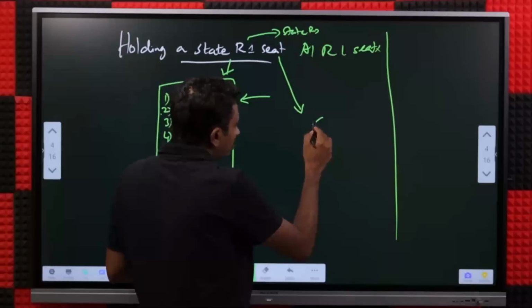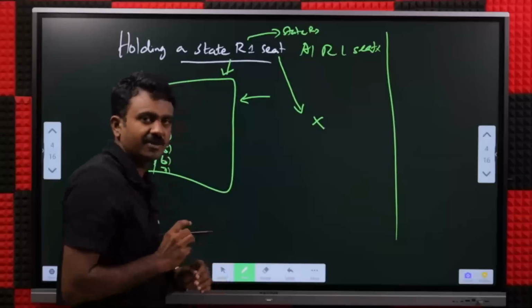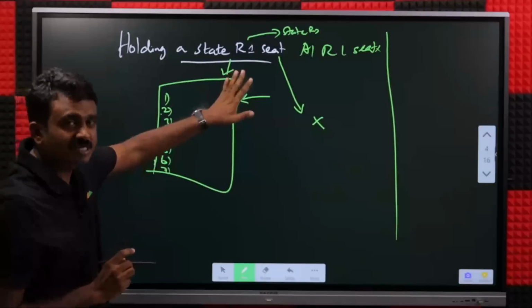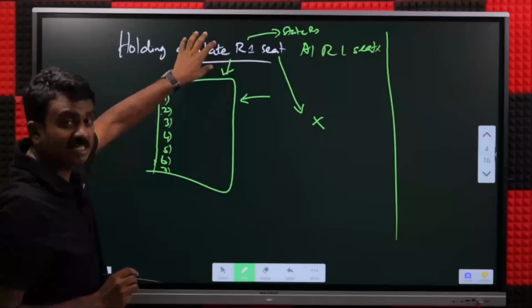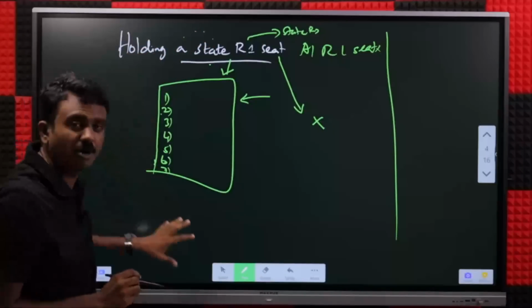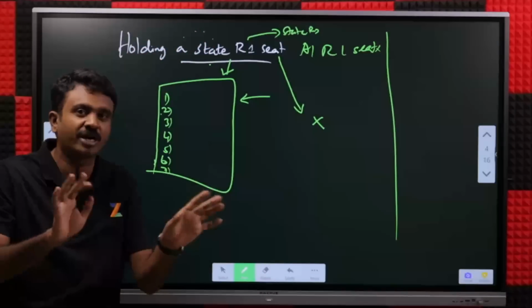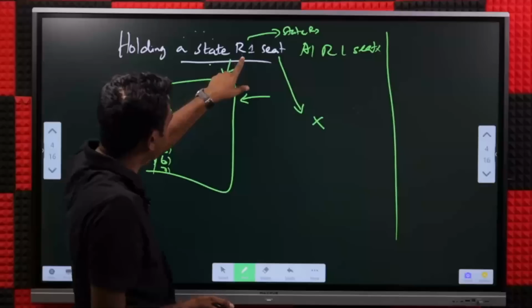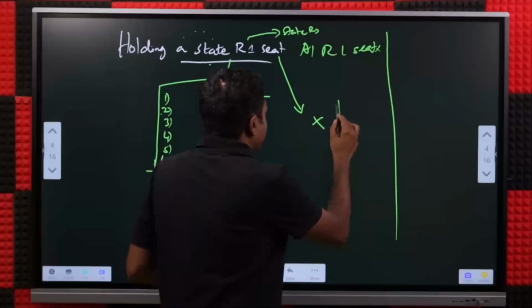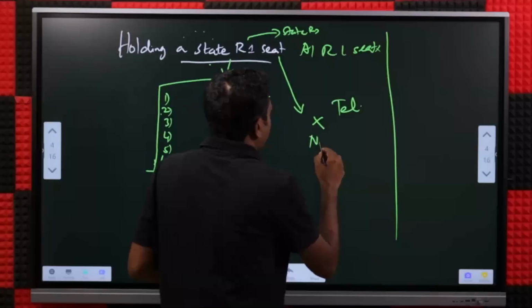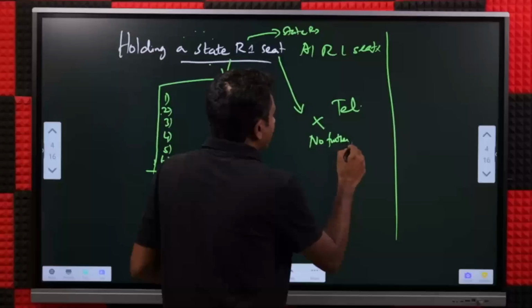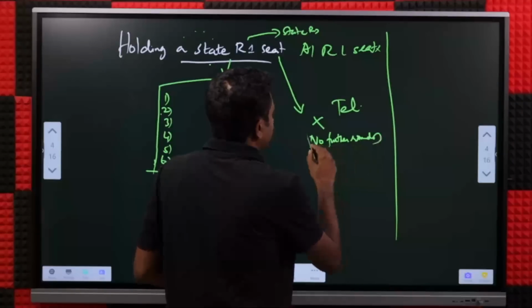where if you resign your state R1 seat, let us say you resign your state R1 seat. What did we say earlier? State R1 seat resignation will be possible for joining All India Round 2. There is no confusion in that. But if you resign your state R1 seat, Telangana, no further rounds you can participate. Correct? There is a clause.